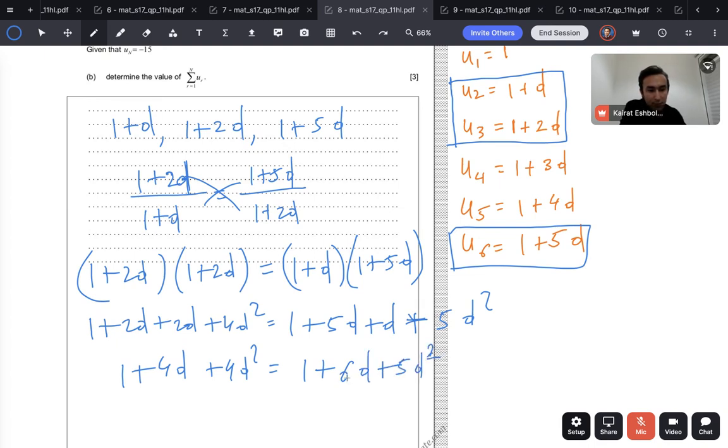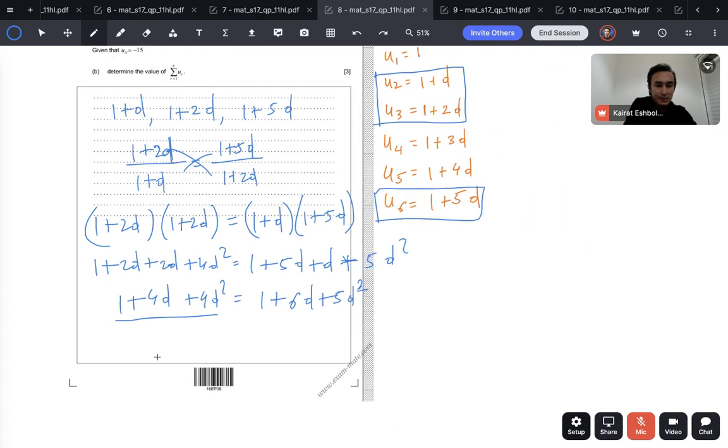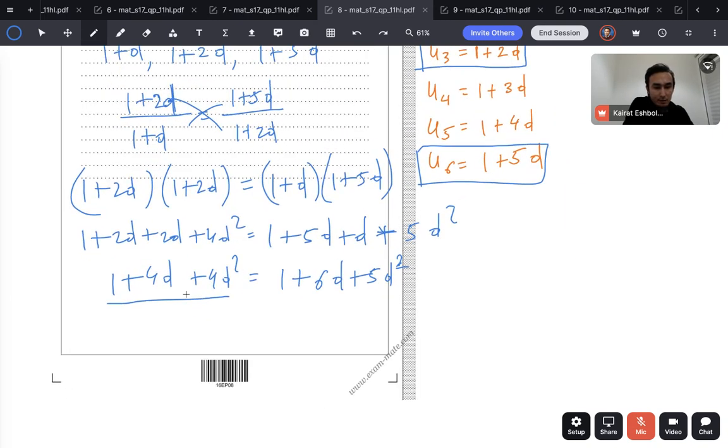And so let's bring everything to one side, so let's just bring this whole thing to the right hand side. So that means the left hand side will be 0. So now 0 is equal to 1 and 1 will cancel out. Now 6d minus 4d is 2d, and then 5d squared minus 4d squared is plus d squared. And then we will take d outside the bracket, so d and then brackets d plus 2, right? Because d times d is d squared, d times 2 is 2d. So this is equal to 0.